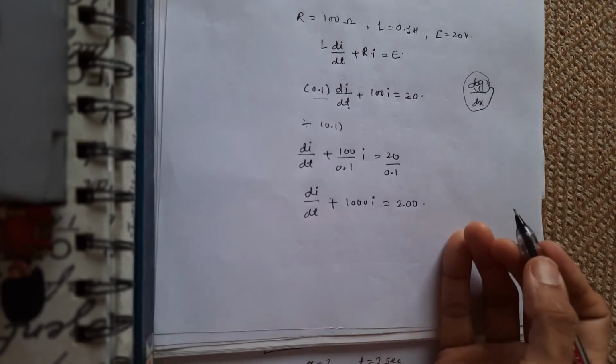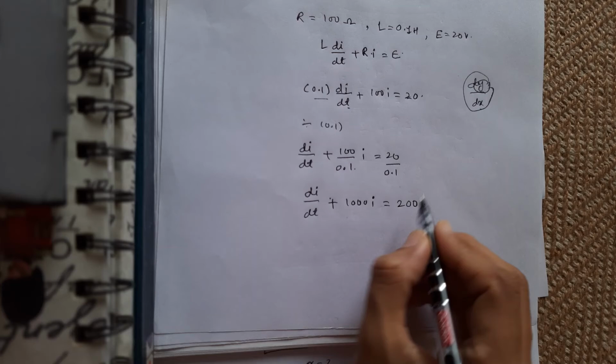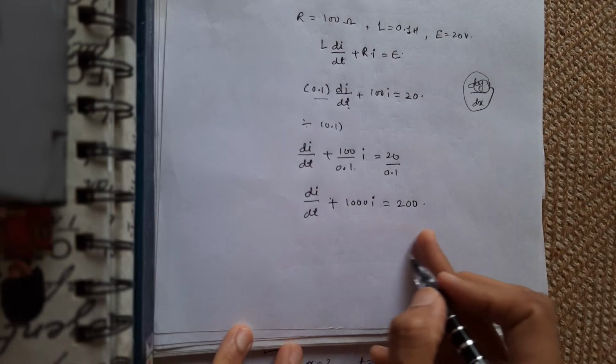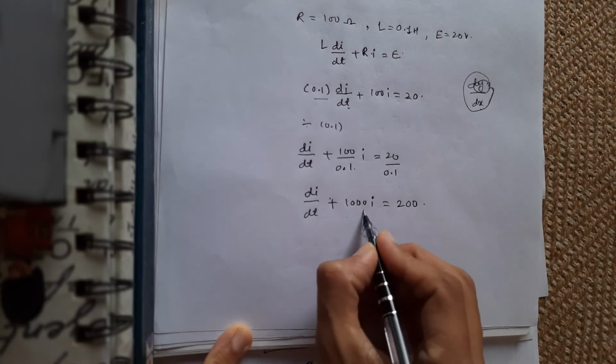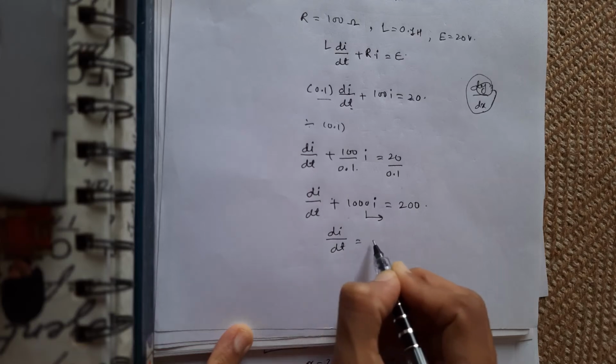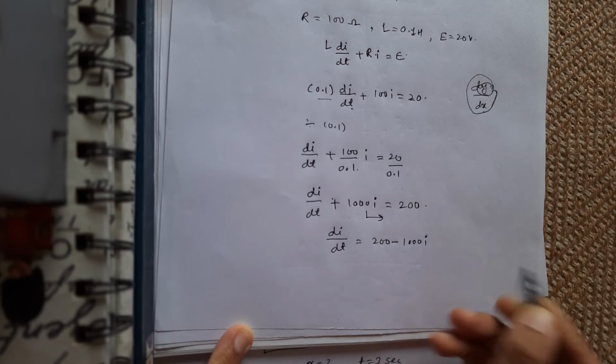Okay, now this is the equation that I got. My next task is, I got a differential equation and I need to identify which one it is. Can I solve it by variable separable? Yes, I can solve it by the variable separable method. So if I shift this term to this side, I'll get di upon dt equals 200 minus 1000 I.